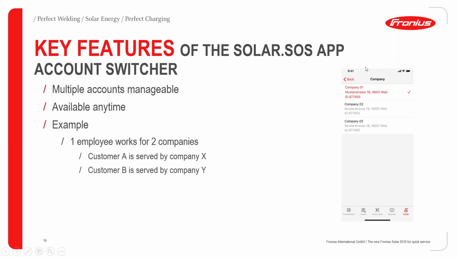So in the screenshot to the right, we can see it very clearly. We have here company 1 and company 2, and the installer can very easily switch between those companies. So 3 in total are possible. Between 3 companies you can switch.